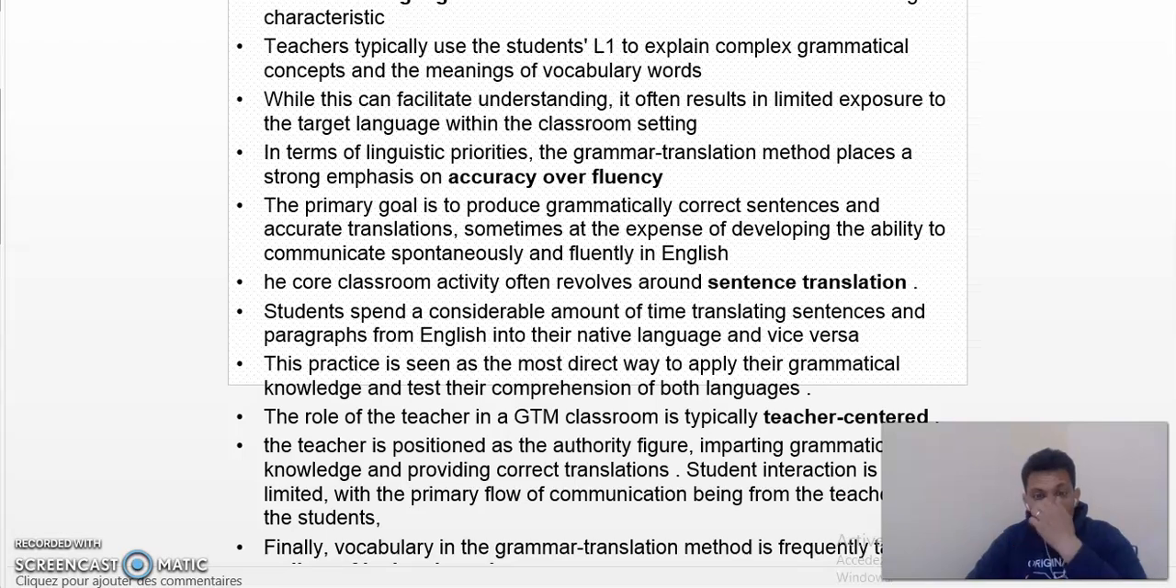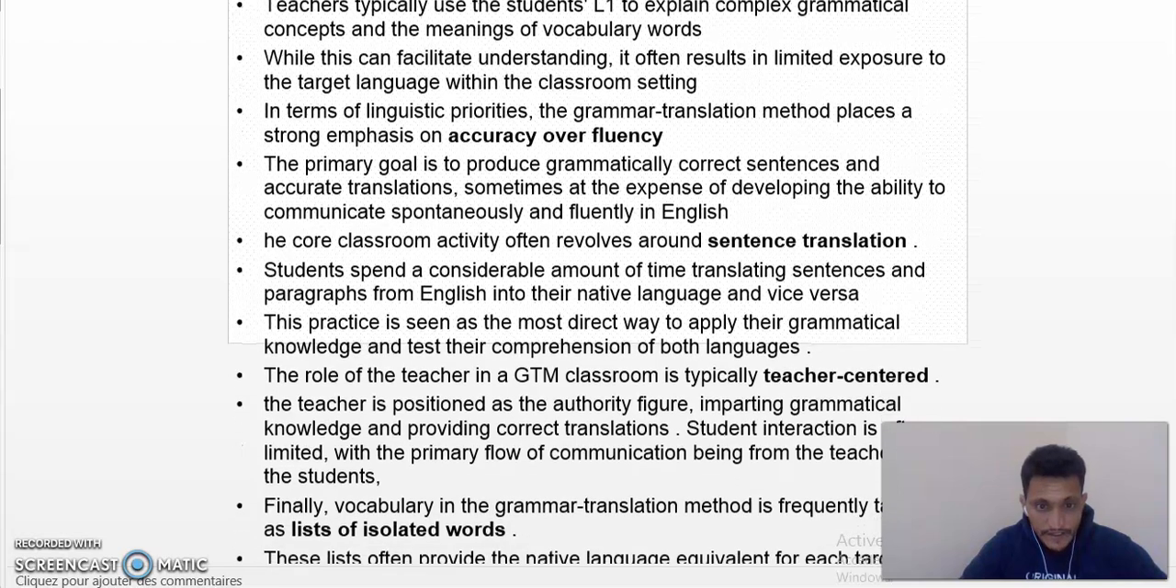Students spend a considerable amount of time translating sentences and paragraphs from English to the native language and vice versa. So I think they spend a lot of time translating paragraphs and sentences from English to their native language. This practice is the most direct way to apply the grammatical knowledge and teach comprehension in both languages.